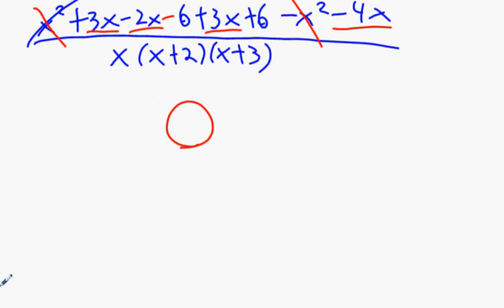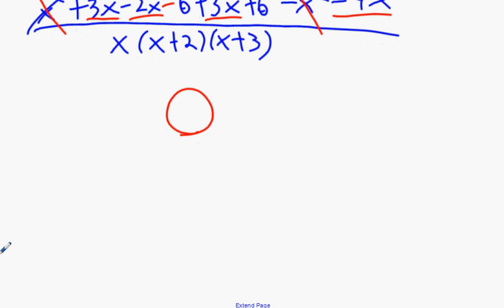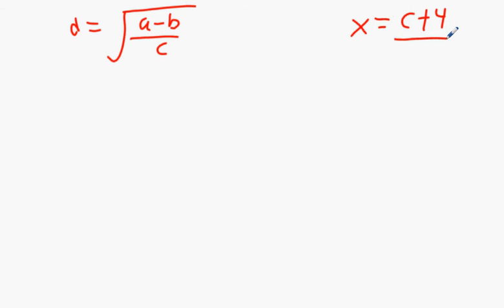Can I see everything again? Thanks. Sorry about that. Now, the next question was to write C in terms of the other variables. So what we get here is D equals the square root of A minus B all over C. The second one was X equals C plus 4 all over 3C plus 1.